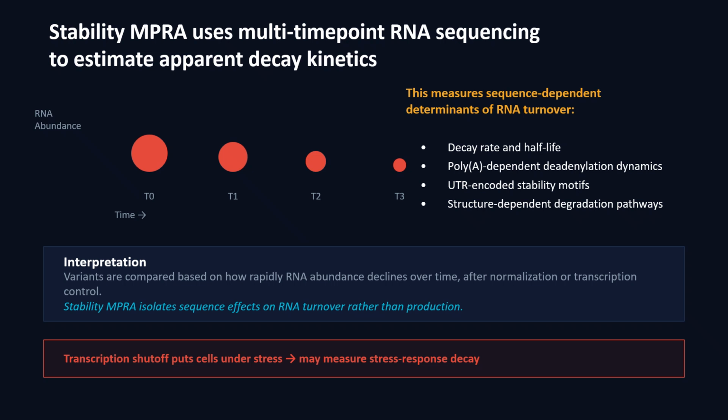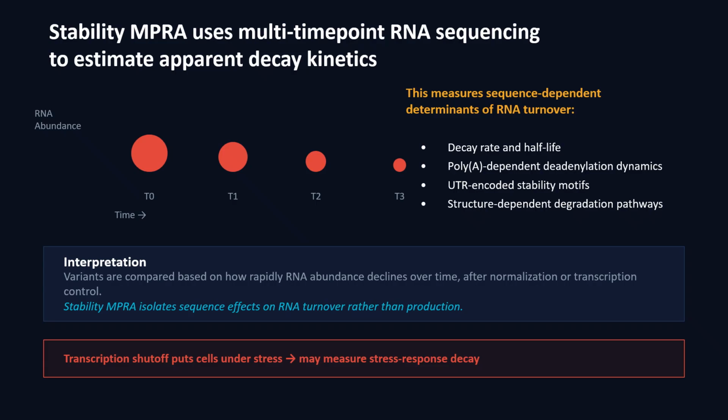UTR motifs can recruit decay factors or protective proteins. RNA structure can expose or shield degradation sites, and interactions with ribosomes can influence translation-coupled decay.